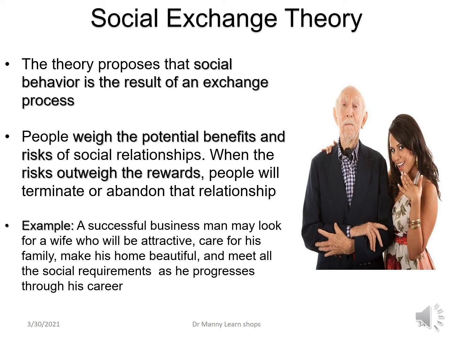You've got social exchange theory. And this theory proposes that social behaviour is the result of an exchange process. People weigh the potential benefits and risks of social relationships. When the risks outweigh the rewards, people will terminate or abandon that relationship. So for example, a successful businessman may look for a wife who's young, attractive, cares for his family, makes his home beautiful and meets all the social requirements as he progresses through his career.